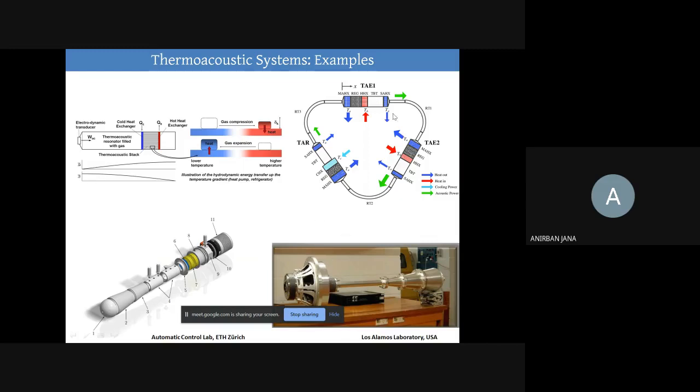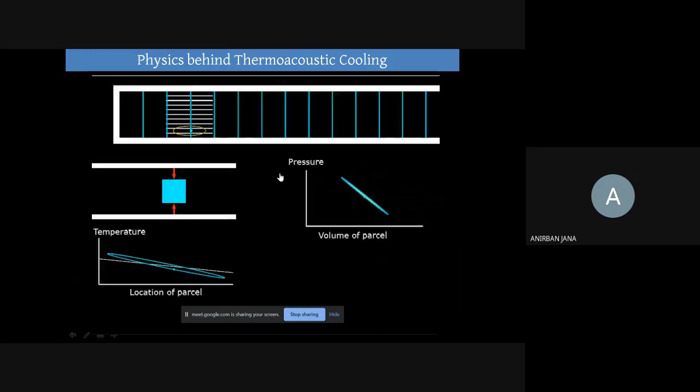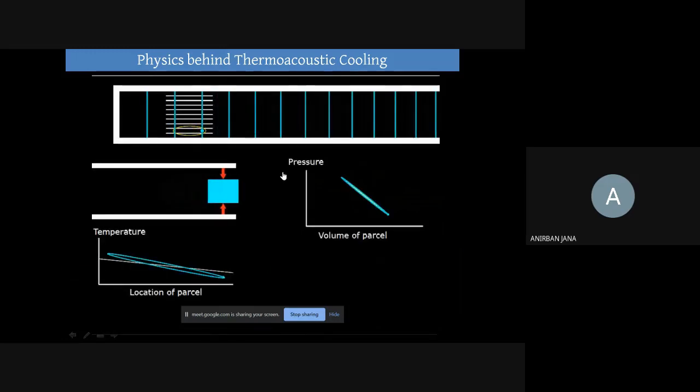This is a more complex thermoacoustic device, where you have a thermoacoustic engine which produces the acoustic effect, and you use that acoustic effect to produce the cooling effect in a refrigerator. So this is a cycle. This is for simultaneous cooling and heating of some components. Next, I'll come to the physics. I'll take some time to explain this, but it's simple enough.